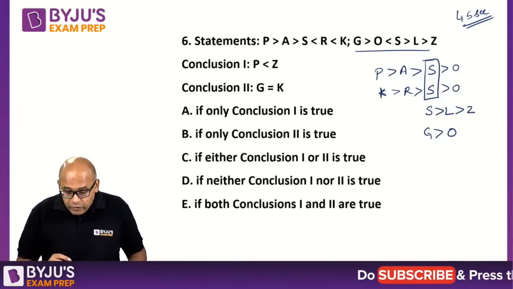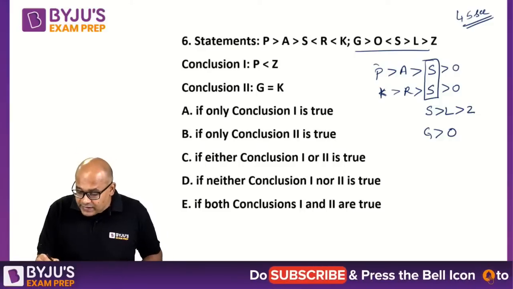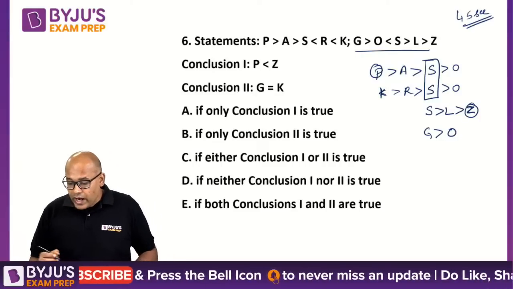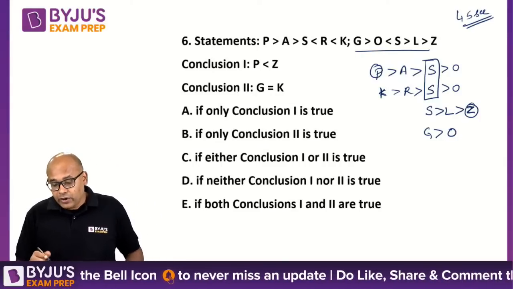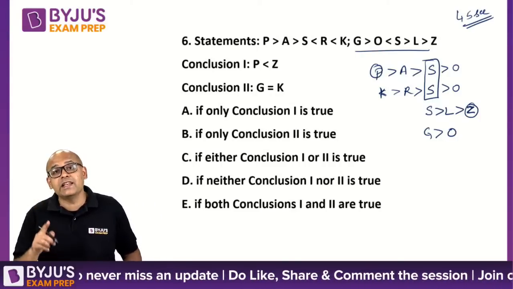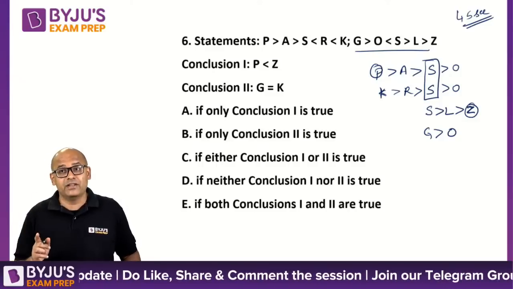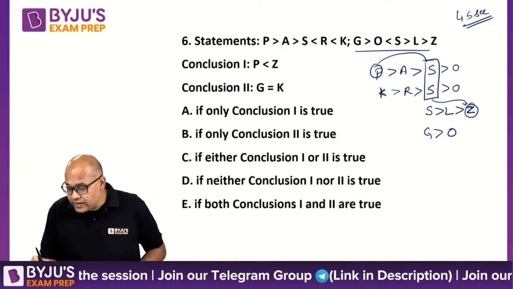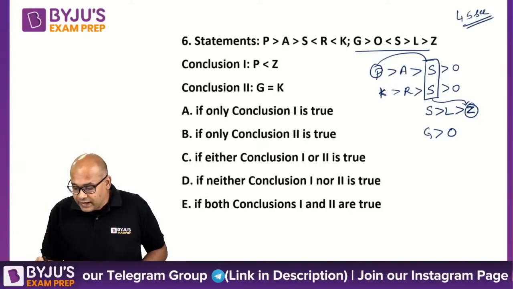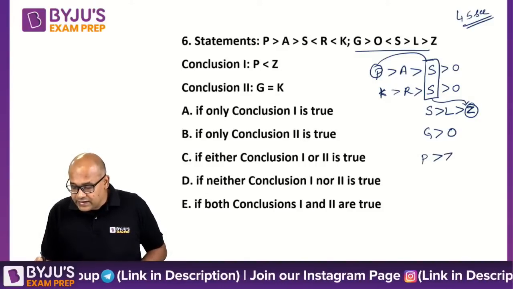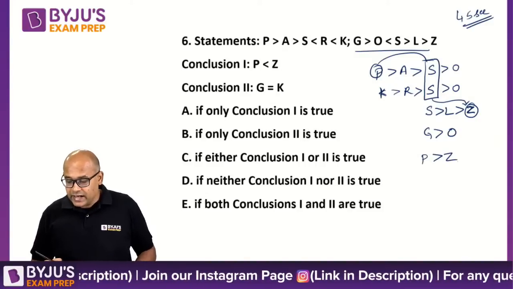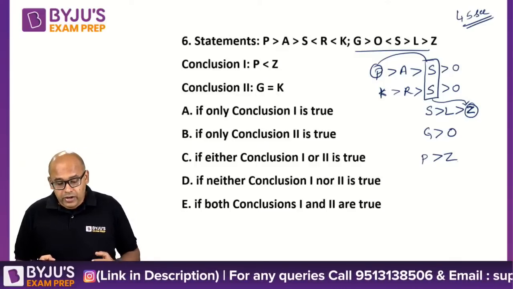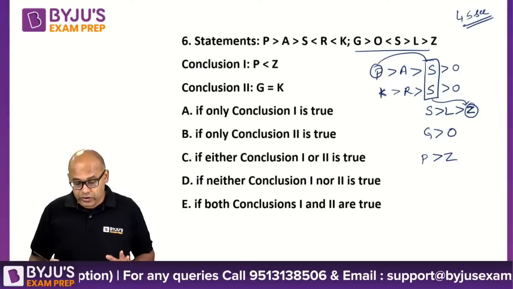Now, what are we looking at? P and Z. So P is here and Z is here. So I know that P is greater than S and I know S is greater than Z. So there is an indirect, but there is a connection. It's not direct, but it is an indirect connection. So P to S and S to Z. So definitely I can say that P is greater than Z. Right? P is greater than Z. So can P less than Z be concluded? No, it cannot be concluded. So conclusion 1 is not true for sure.